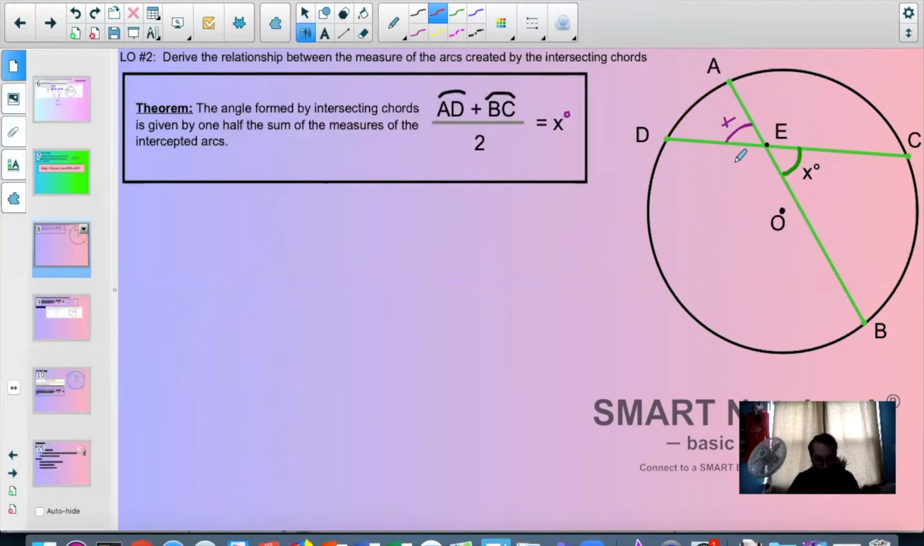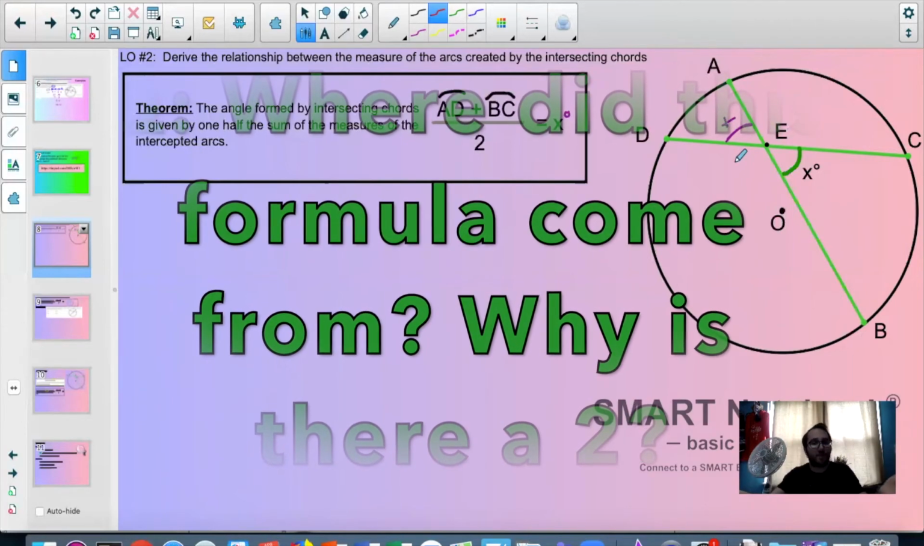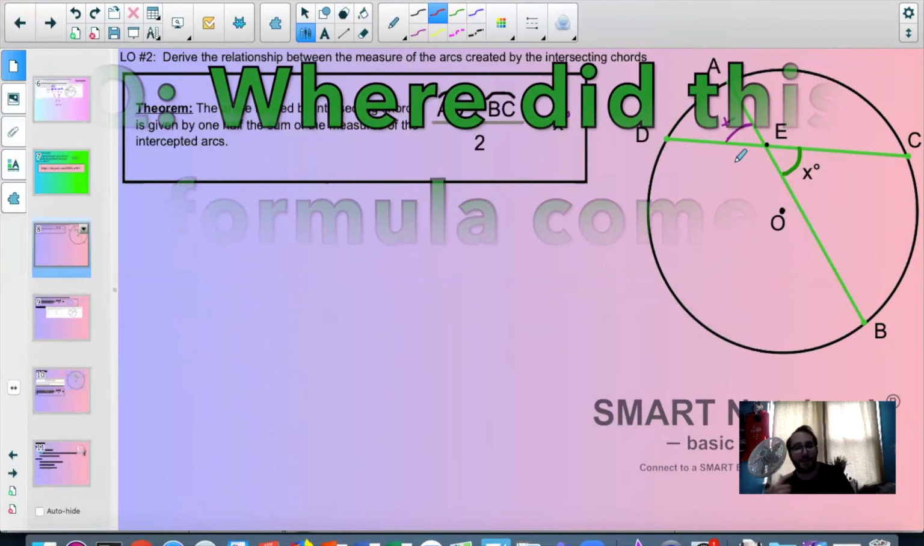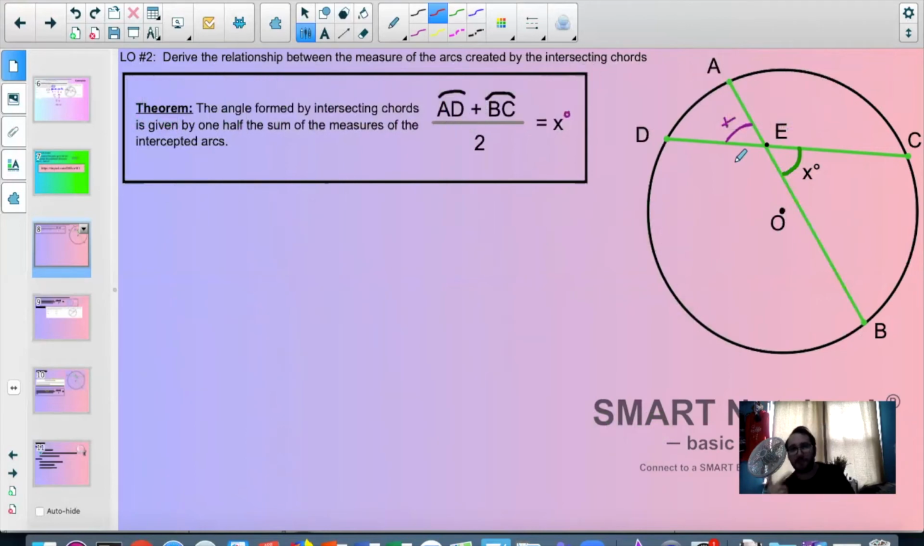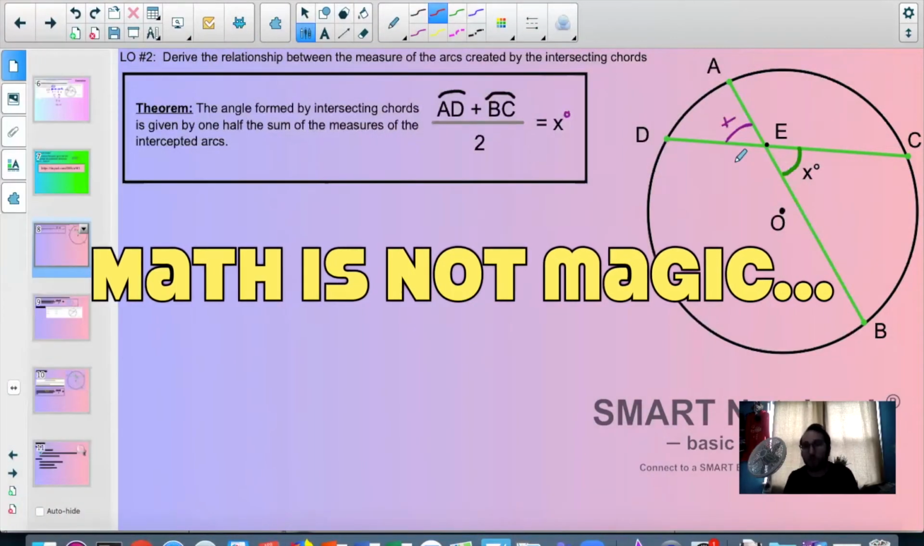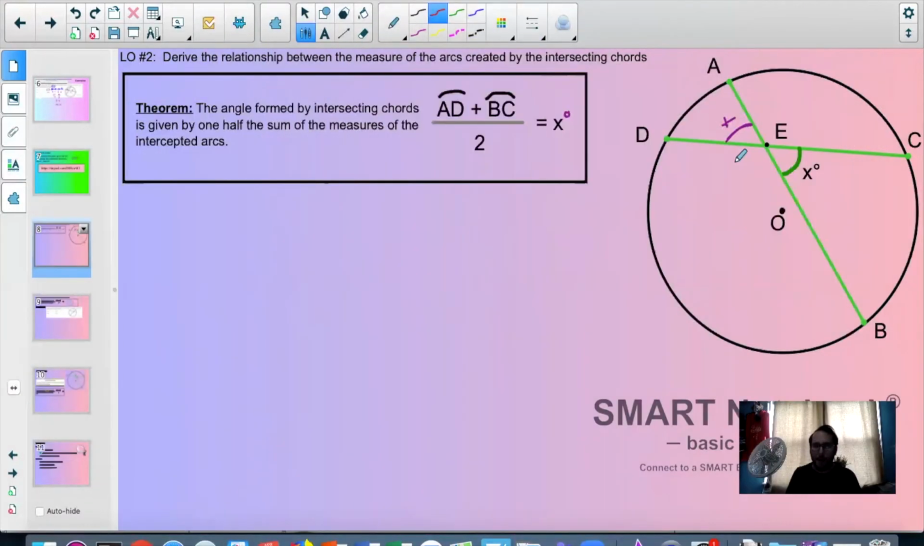Okay? Now, you may want to pause the video and ask yourself, where did this formula come from? Can you figure out how to get this formula? Now, some of you might be thinking, oh, well, the arcs are opposite the angles, so it might have something to do with that. But let me push you further. Where did the 2 come from? Math isn't magic. There are reasons why things work. And I think if you can follow along with what I'm about to do, it's going to kind of blow your mind where certain facts come from.